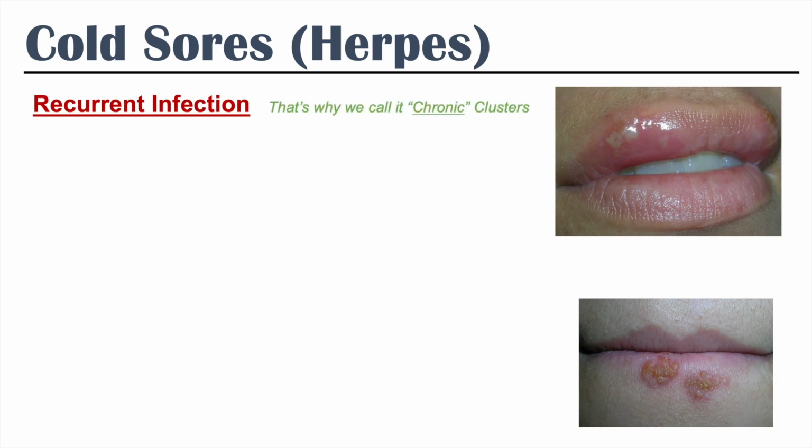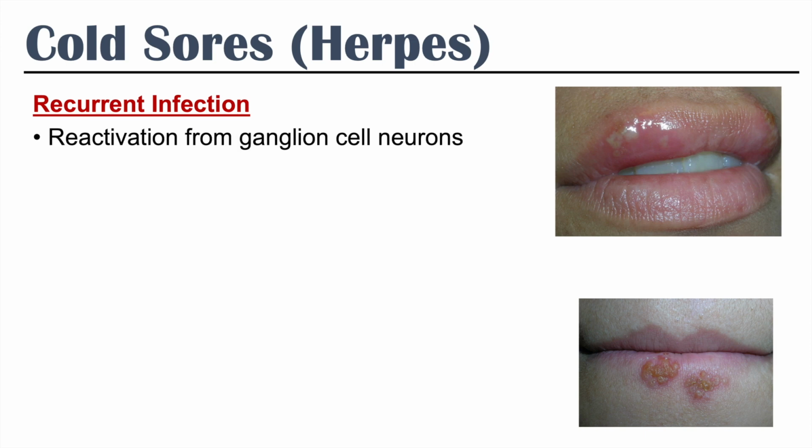It could be that you're immunosuppressed in some way. You may have an illness or infection, or sometimes when you get older, or some kind of stressor can cause this to erupt and have another recurrent infection of cold sores. And this is due to a reactivation of the herpes simplex virus from the ganglion cell neurons. And it recurs at the primary site of infection. So wherever you had that site of inoculation the first time, where you had that eruption of painful vesicles, you're going to have the same recurrent infection in the same place, so right in the same site.